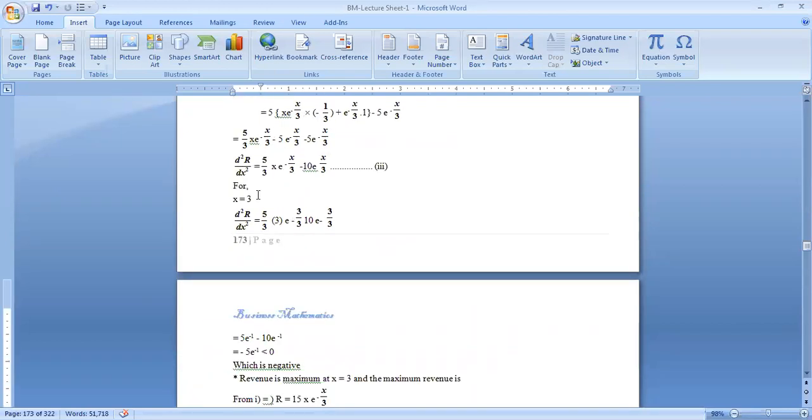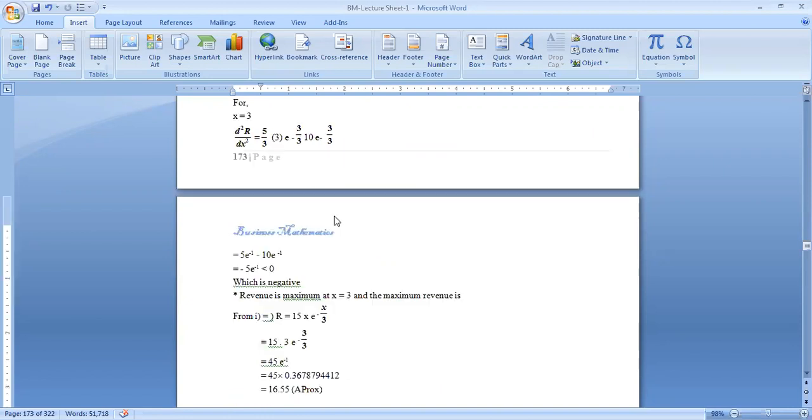Now for x equals to 3, we test whether it is maximum or minimum. For x equals to 3, in equation 3, d square r by dx square equals 5 by 3 into 3 e to the power minus 3 by 3, minus 10 e to the power minus 3 by 3. That means e to the power minus 1 minus 10 e to the power minus 1. That means minus 5 e to the power minus 1. Since there is a negative sign, this whole number must be negative.